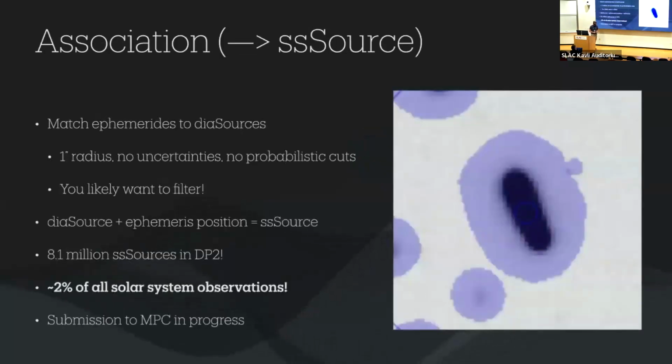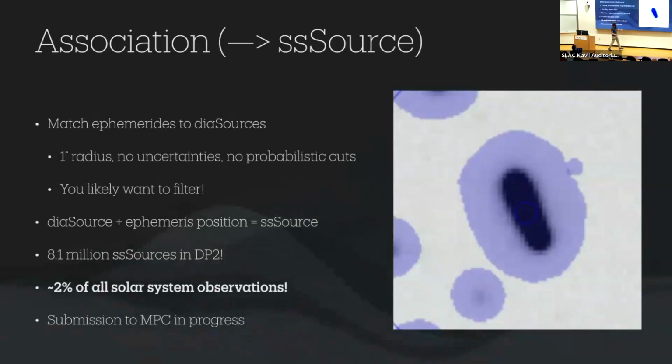So once we've got our ephemerides for each DP2 visit, the DIA sources from that visit get cross-matched against our ephemerides. We do this again as a 1 arcsecond matching radius with no probability, no ephemeris uncertainty. And so you will likely want to filter these down to associations that you really believe, but almost all of these are very, very believable.